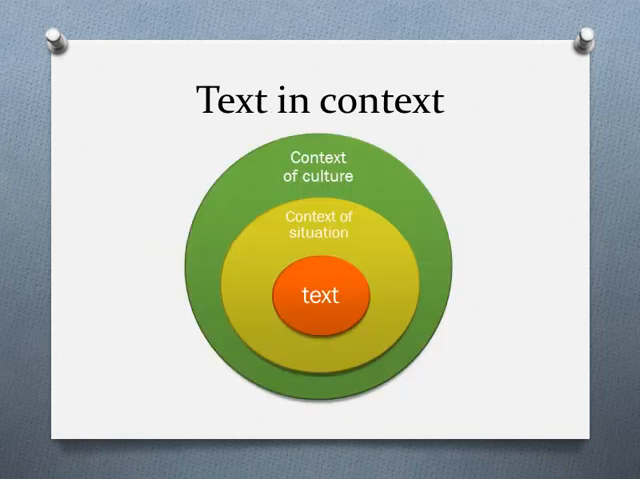Okay, now let's move to the relationship between text and context. When we look at these circles, there are three circles, and in the middle is text. So it means that text is influenced by the context. And there are two contexts. The first is context of situation, and the second is context of culture. And what does it mean?